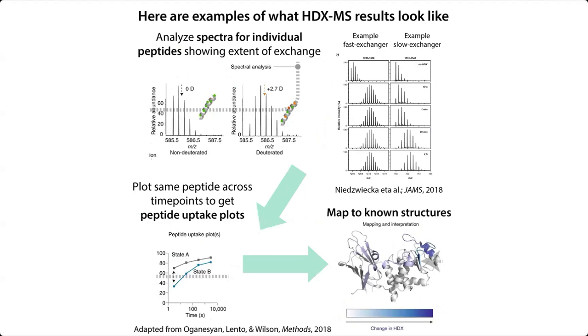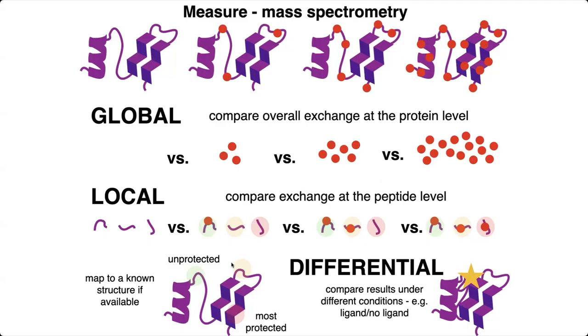And again, with both the global and the local, you could be doing this in the presence of different conditions, which would allow for differential HDX-MS. So you're comparing differences with results that you get under different conditions, such as with or without a ligand. So a ligand, that's just a binding partner. It can tell you which regions the protein might be binding to the ligand because those parts are going to be more protected, or if there are conformational changes, so shape changes that occur under the binding of the ligand.